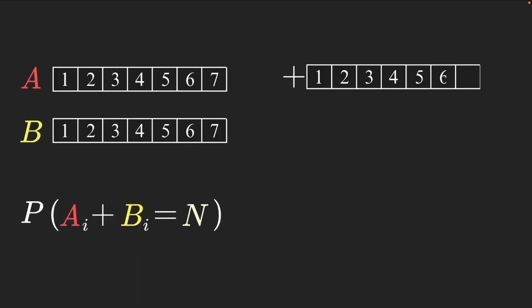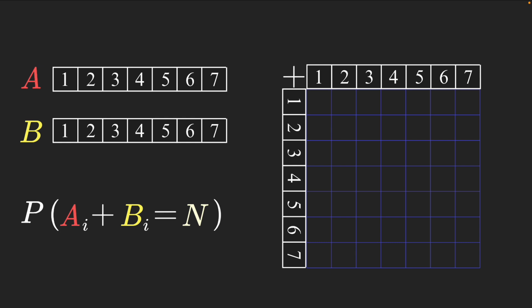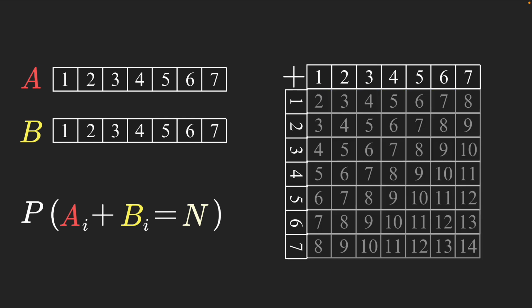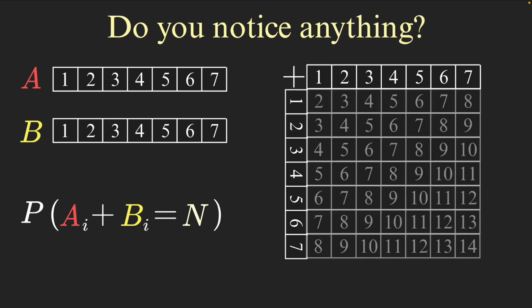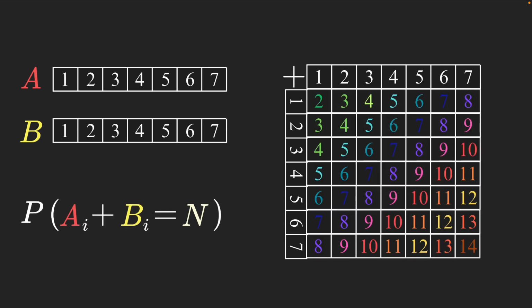To do this, we will just need to create a basic addition table. Filling in the values, do you notice anything? Well, the probability of finding various sums is just shown on these diagonals. For example, finding the probability of a 10 is just the number of 10s on this diagonal, which in this case is equal to 5. Then we need to just divide it by the total number of combinations, which gives us 36.